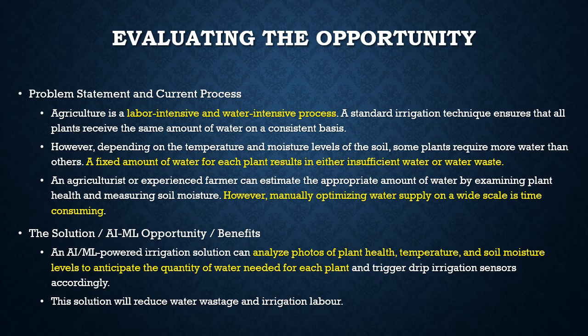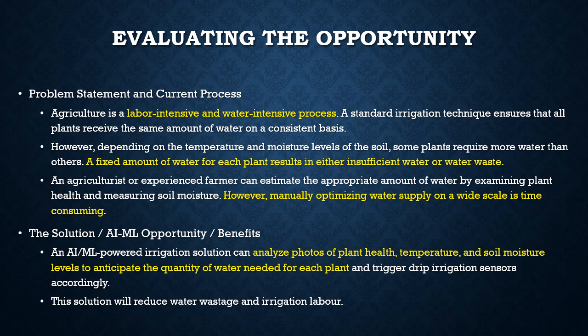Only an agriculturist or an experienced farmer can look at the plant leaves and determine the plant health, measure the soil moisture, and determine the amount of water required for the plant. But doing this manually on a wider scale is really time consuming. So the AI ML opportunity here is we can analyze the photos of the plant health, depending on how the plant leaves droop down or whether the plants are dry, also taking into consideration the temperature and soil moisture, to anticipate the quantity of water needed for each plant.